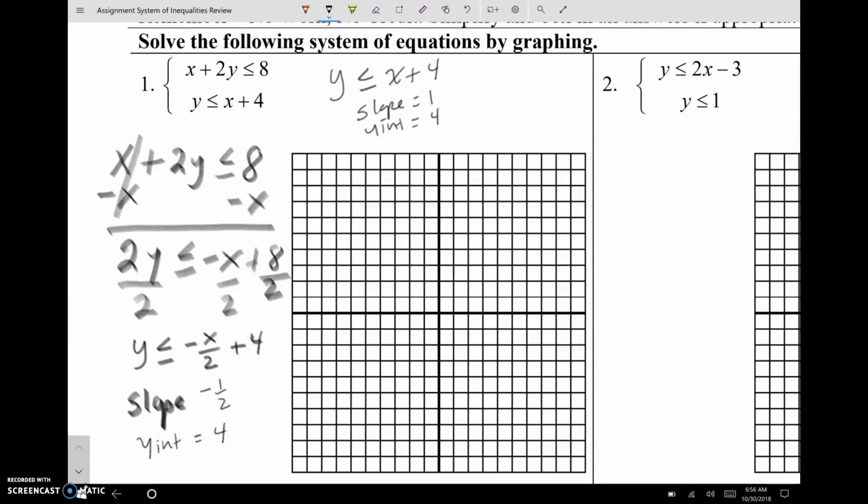So we'll start with y is less than or equal to x plus 4. We know that the y-intercept is 4. 1, 2, 3, 4. And we know that we're going to go up 1 over 1, up 1 over 1, up 1 over 1, and we repeat the process until we have a set of points that form a line, right? And since we have an equal sign, we know that it's going to be solid. It won't be a broken line. And since we have y is less than or equal to x plus 4, we're going to shade down.